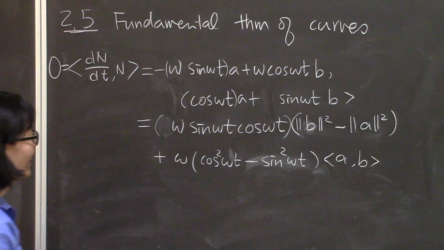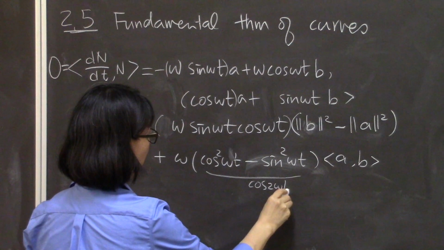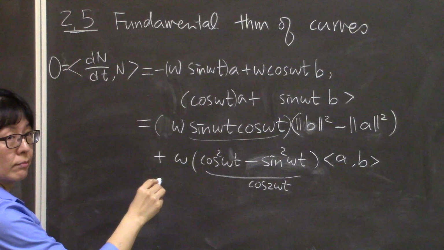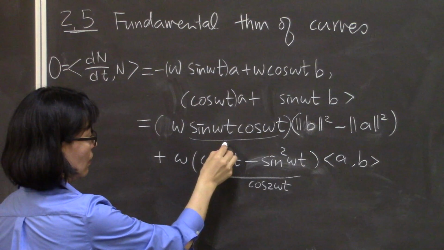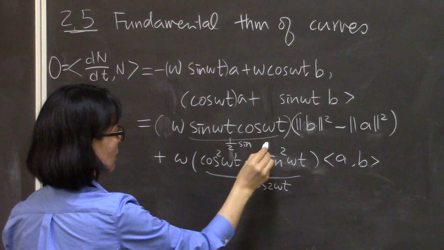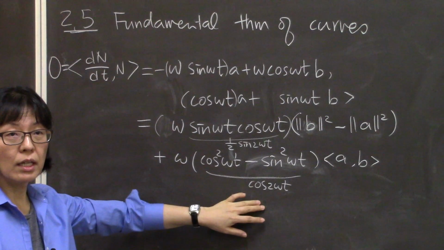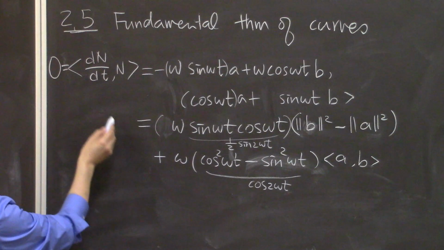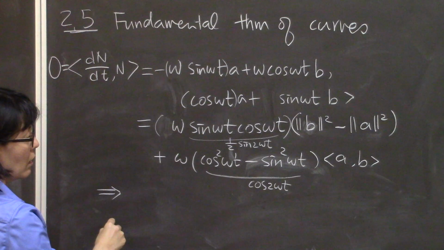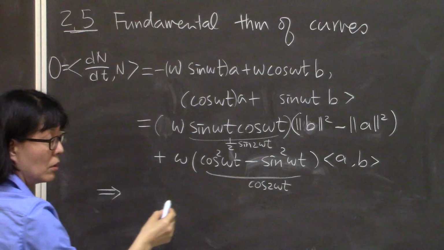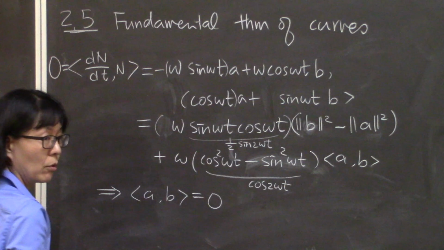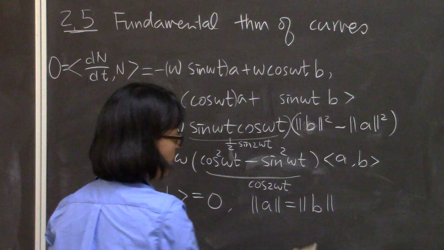Then we know this is a cosine 2WT and this is, what is sine WT cosine WT? It's 1 over 2 sine 2WT. Right? Then we know that these are linearly independent functions, right? So to get this zero, what do you have then? This has to be zero, this has to be zero. So A and B, those two constant vectors, have to be orthogonal, and their length has to be the same. Right?